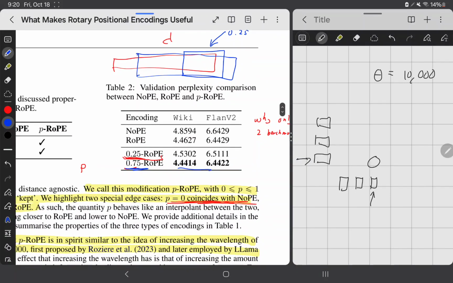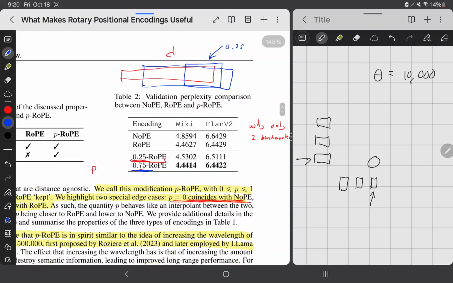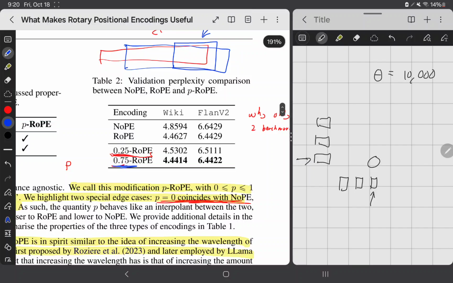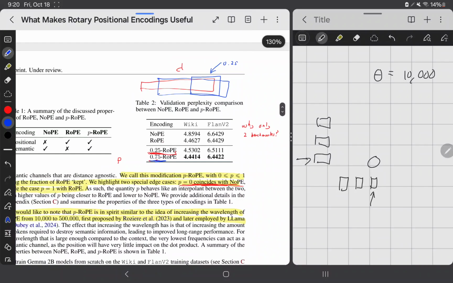And they basically only test on 2 datasets, and they show it's better. They don't really show anything more interesting than that. They only do 2 datasets, and they say it is better in terms of perplexity. I don't think these results are interesting at all.